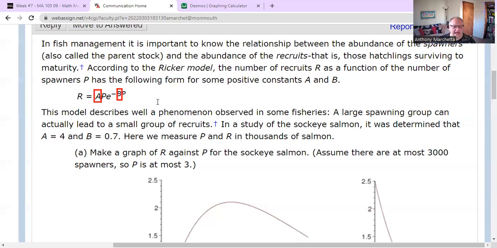So let me start by doing that. We'll say R equals A, which is 4, P, E to the power of negative BP, and B we're giving as 0.7, so that would be negative 0.7 P. So you'll notice in this case we have two variables. We have R and P. P happens to appear twice. This is comparable to the formula in terms of X and Y that would look like this.